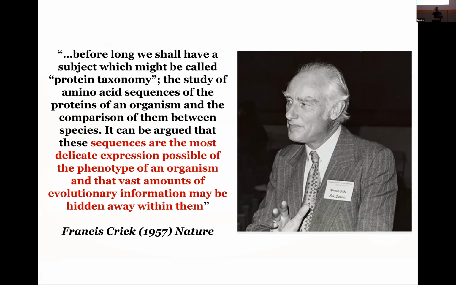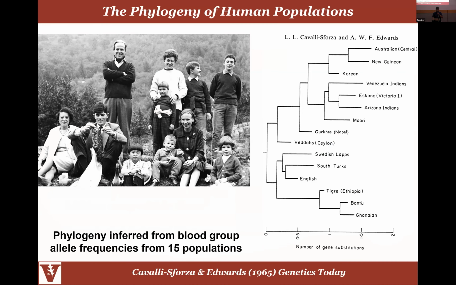But that's where the first ideas come that, hey, maybe we can use these molecules that contain information about our function as well as our ancestry to infer phylogenetic trees. And that's what they did. So pretty quickly in the 1960s onwards, people start building phylogenetic trees with different types of molecular data. In the beginning, it was using allele frequencies from different populations of humans. Here is a famous phylogenetic tree by Luca Cavalli-Sforza, a pioneer in human population genetics, and Anthony Edwards.